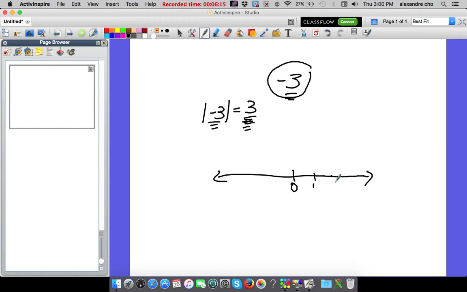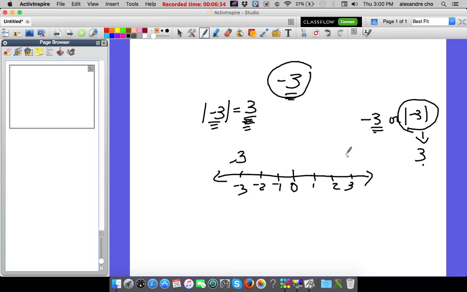And if you want to prove it: 0, 1, 2, 3, negative 1, negative 2, negative 3. So you had two numbers initially, this one or this one, right? Negative 3 is here. And for the absolute value of negative 3, we had to find the absolute value, and the absolute value was 3. And that 3 is here. Which one has a bigger value? This guy right here, which is the absolute value of negative 3.